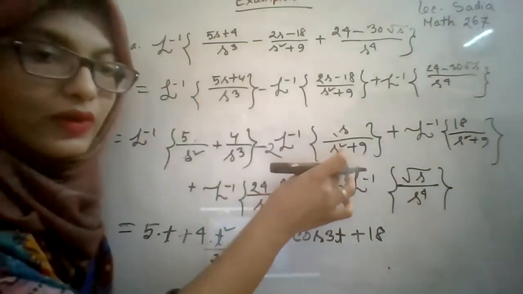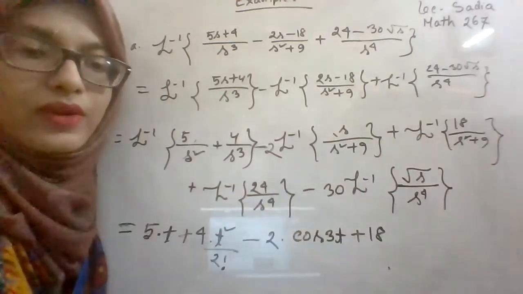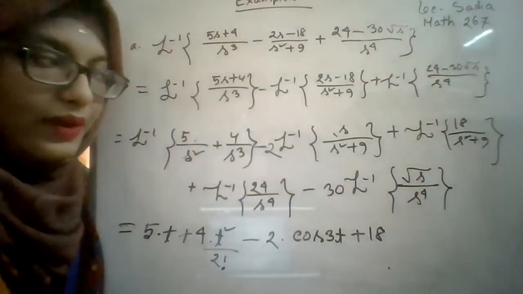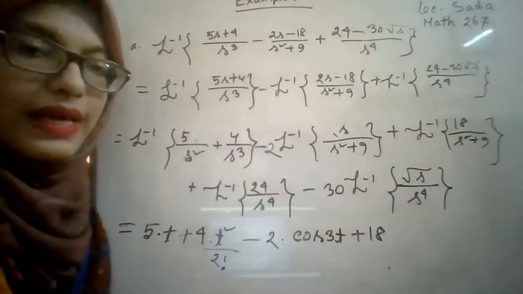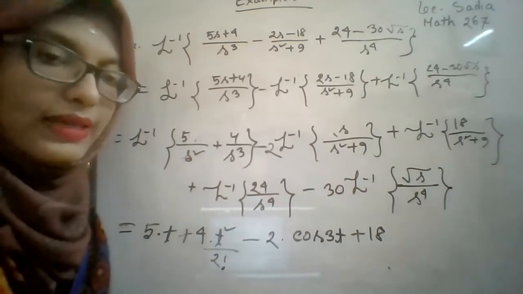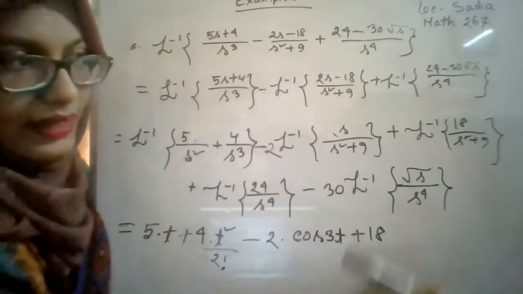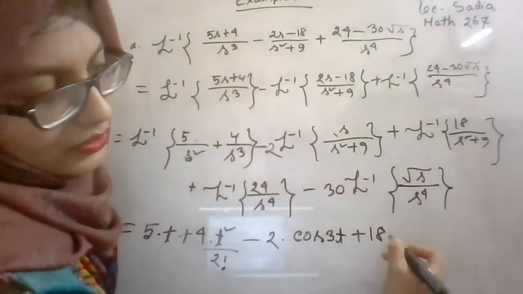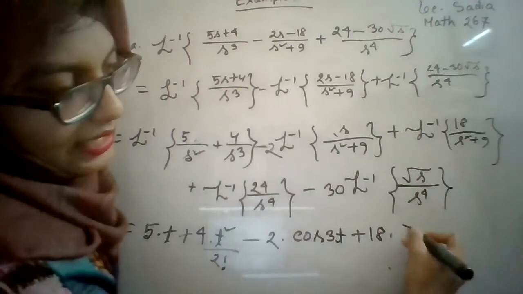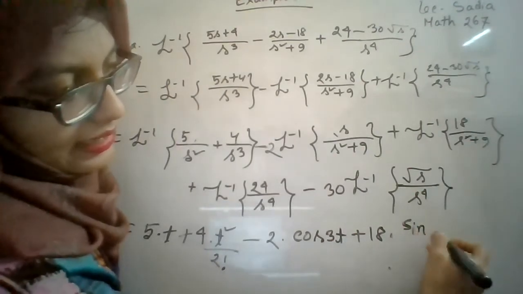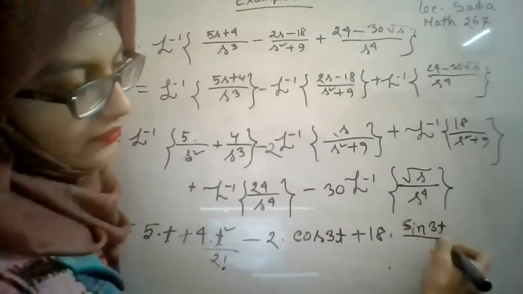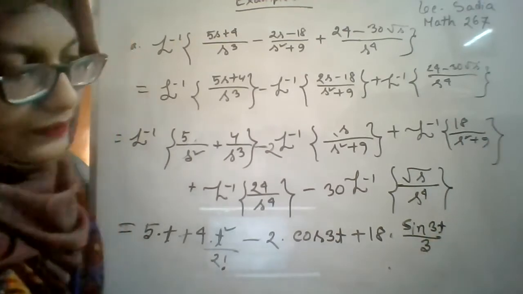This is the formula for cos at, and this will be the formula for sin at by a. So the inverse Laplace transformation of 1 by s square plus a square is equal to sin at by a. And here a is 3, so it will be 18 into sin 3t divided by a, which means divided by 3.